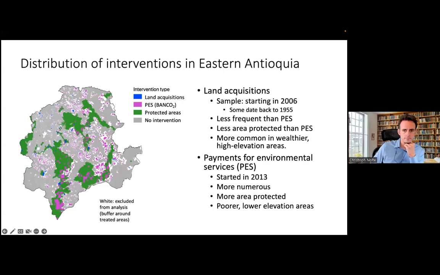If you know anything about the geography of this region, the areas to the east of this map are closer to Medellin. They are in wealthier and higher altitude areas that were developed longer ago. And this is where the land acquisitions tend to be concentrated, whereas the payments for ecosystem services have been more distributed and therefore are more in lower elevations in places with higher deforestation pressure. So just from looking at this map, we would expect to see more of an impact from payments for ecosystem services because they're in areas with higher deforestation pressure and they also have a larger extent.